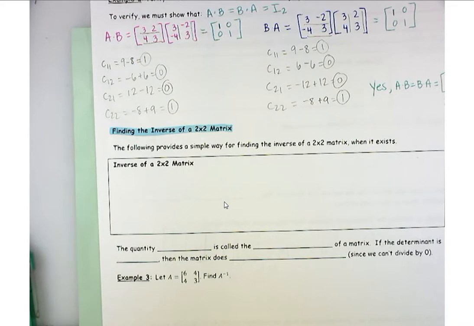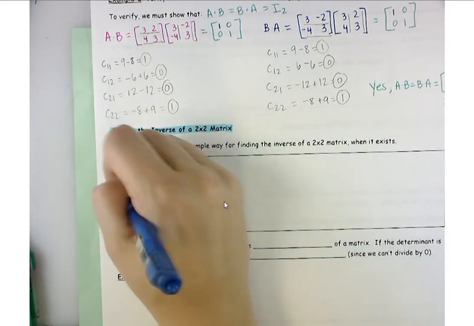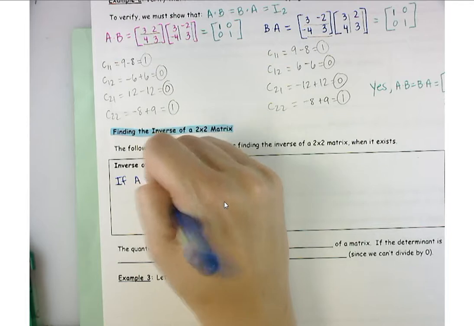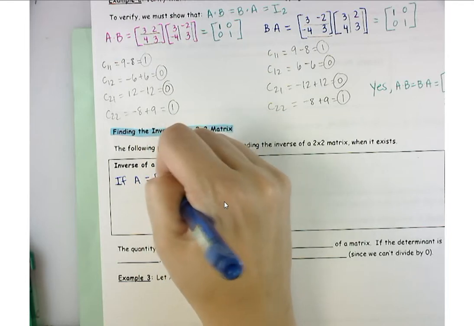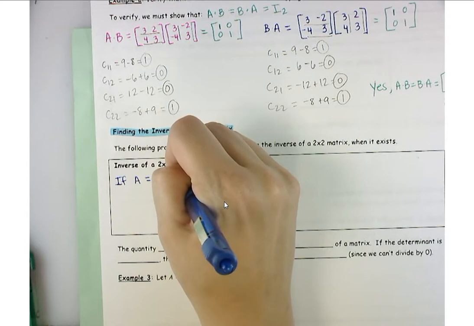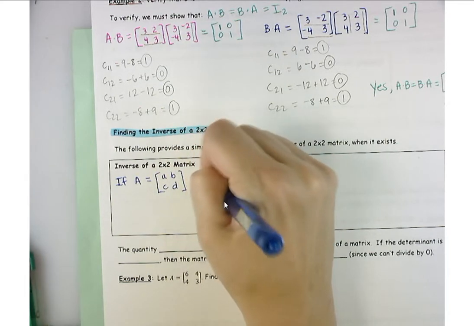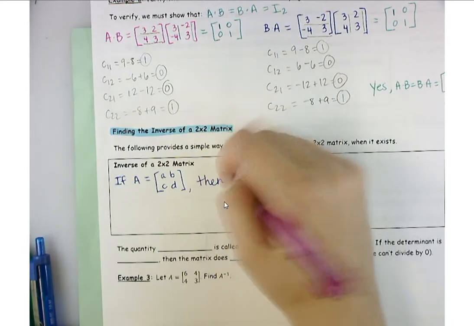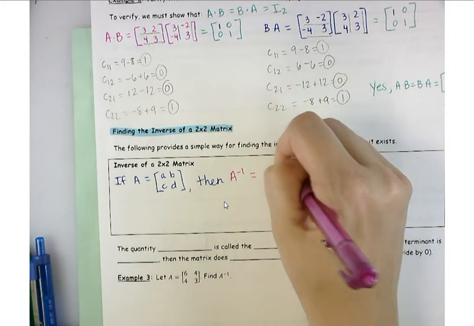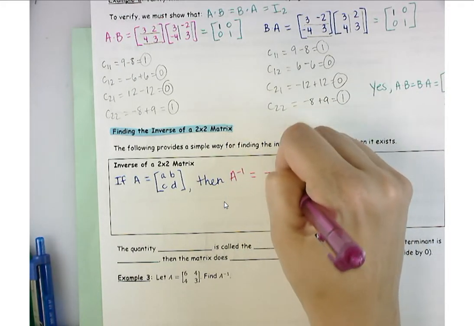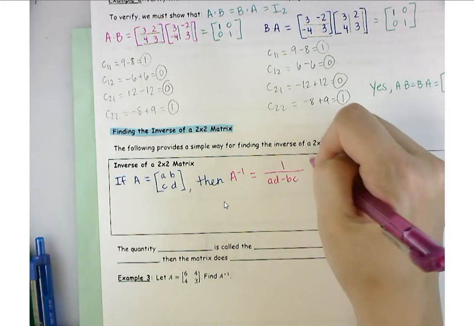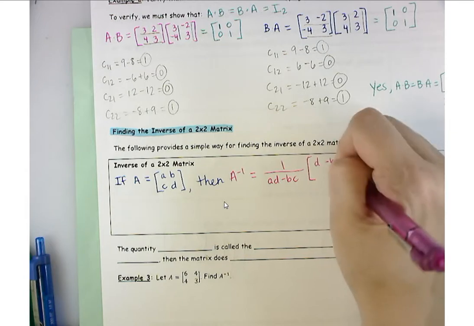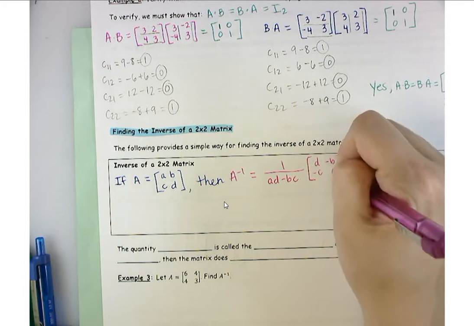Okay, so we're going to write this out together. If you have a matrix A, which has the entries A, B, C, D, and you have to put them in this order, then if you're given a 2 by 2 matrix, the inverse can be found using this equation. It's 1 over AD minus BC, and then you're going to multiply that by the matrix D, opposite of B, opposite of C, A.